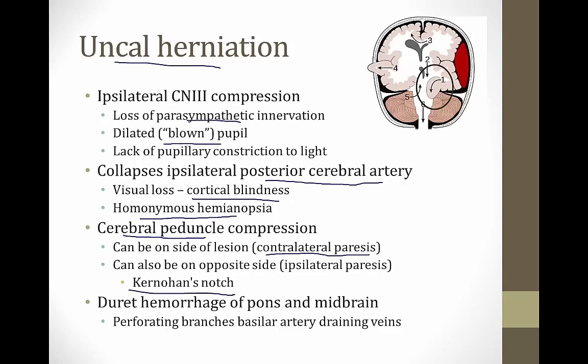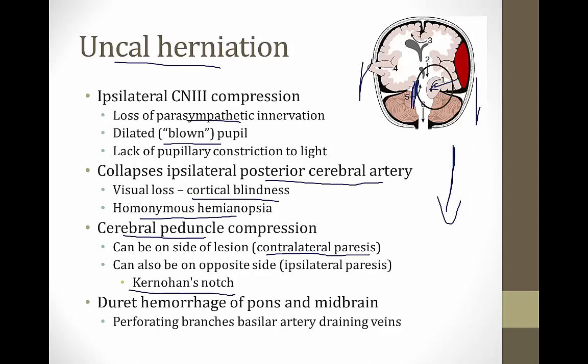brainstem gets compressed. So let's look up at this picture here. If this uncus pushes here so much and it compresses the opposite side of the brainstem, you will get paresis on this side of the body. It's called a false localizing sign because it'll appear that the problem must be on this side of the brain, but it's actually on this side. So that's called Kernohan's notch.